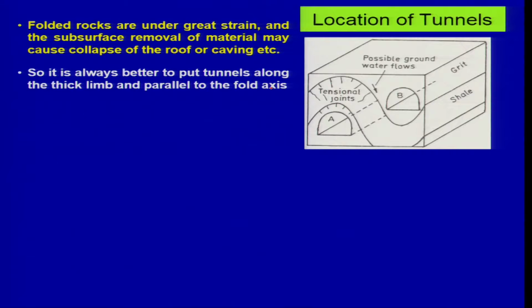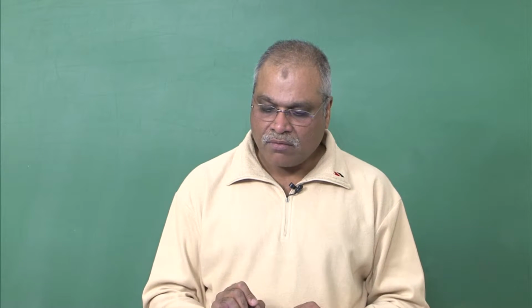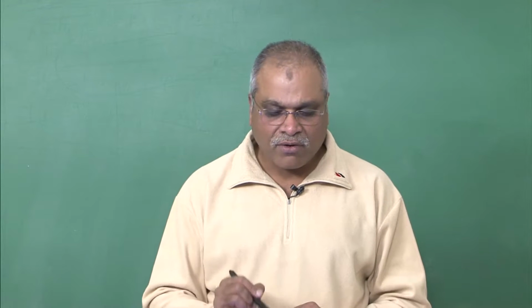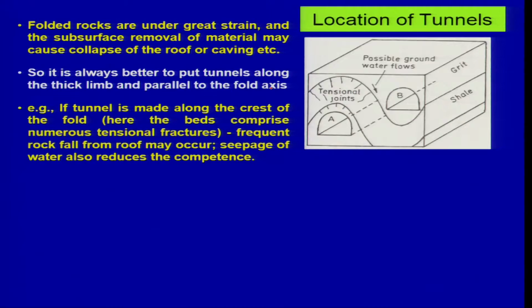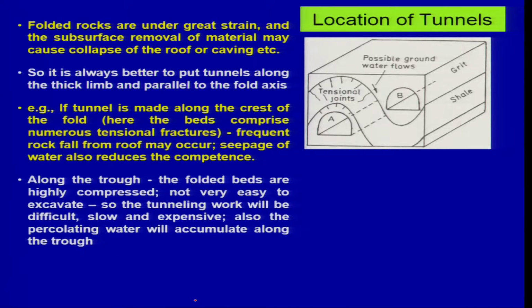So, you have to identify the fold axis, what the strike of the fold axis is and all that, and try to identify the thicker limb, the thicker bed in the limb, and accordingly you should put it. Now, for example, if the tunnel is made along the crest of the fold, it will comprise numerous tensional fractures. Frequent rock collapse from the roof may occur, and along with this you will have seepage problems also, because your fractures will facilitate seepage into the tunnel. Overall, this will reduce the competency.